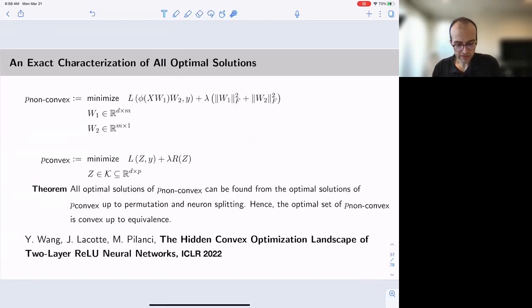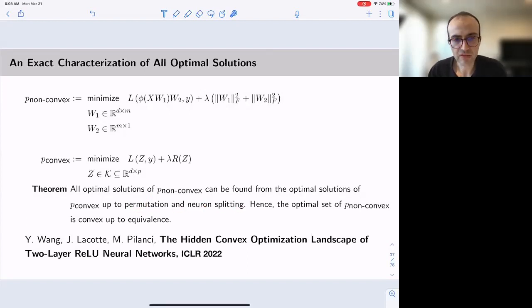And recently, we were curious whether the convex optimization problem gives you one particular global optimum or all of them. And we were able to show that the convex program actually gives you all of the optimal solutions. Essentially, if you have this non-convex problem, all optimal solutions can be generated from the convex program. And this can only happen up to permutation and what we call neuron splitting.